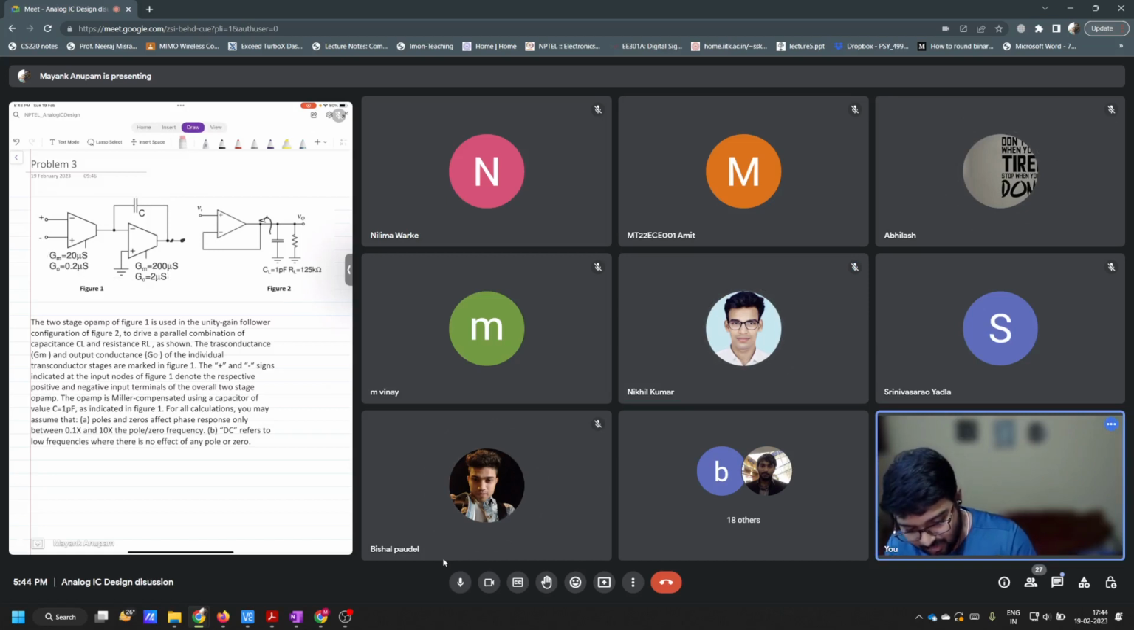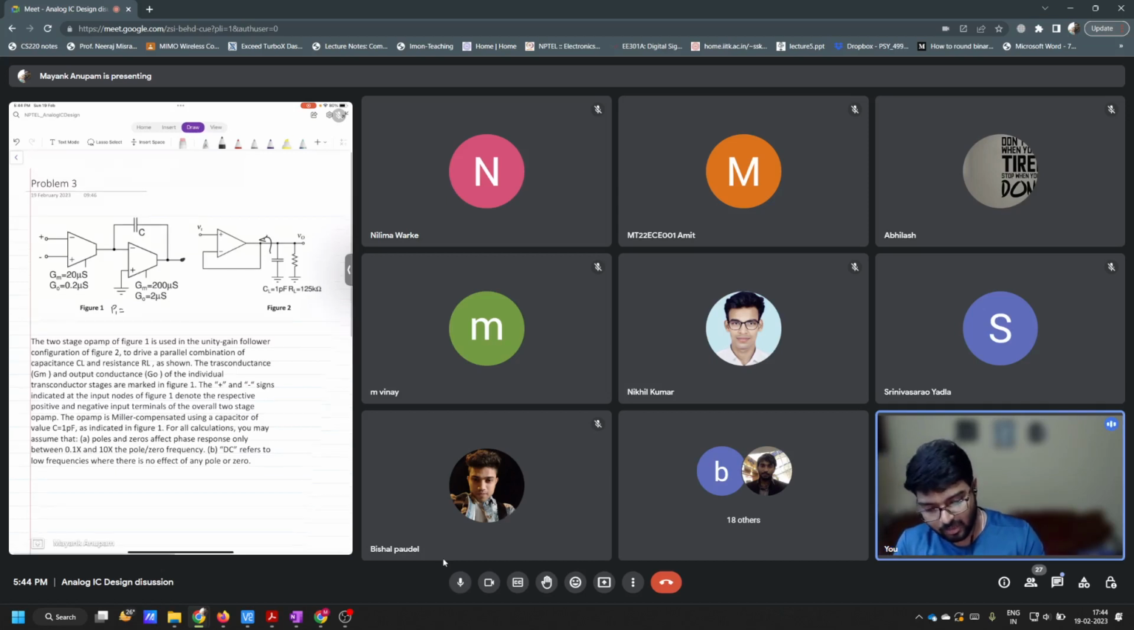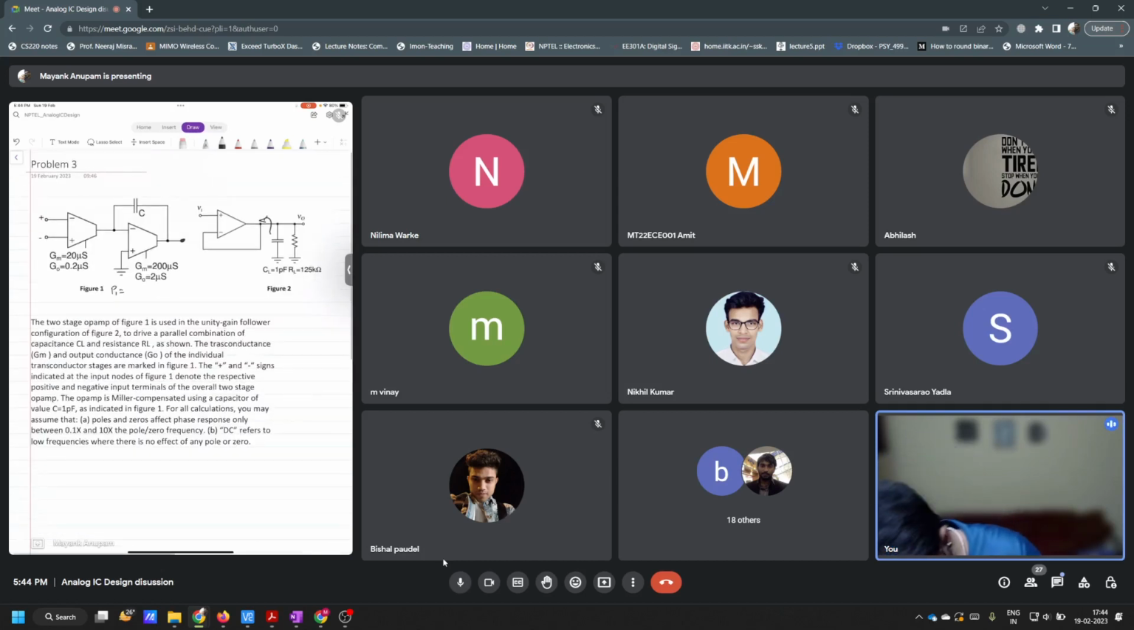Fine. After that, let us do what is the first pole location? P1 in this case. This is a Miller compensation, right? So in Miller compensation, you can approximately say P1 is equal to what? What is the location of P1? Is it 4 times P2? No. That is for a particular case. That is for critical damping.